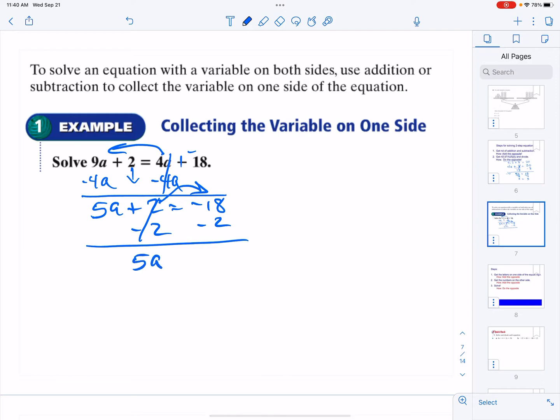And I'm going to be left with 5a is equal to, and now we have negative 18 plus negative 2, which is going to give me a negative 20. And if you have trouble with that, please make sure that you're typing that into the calculator. Now we've got one last step.